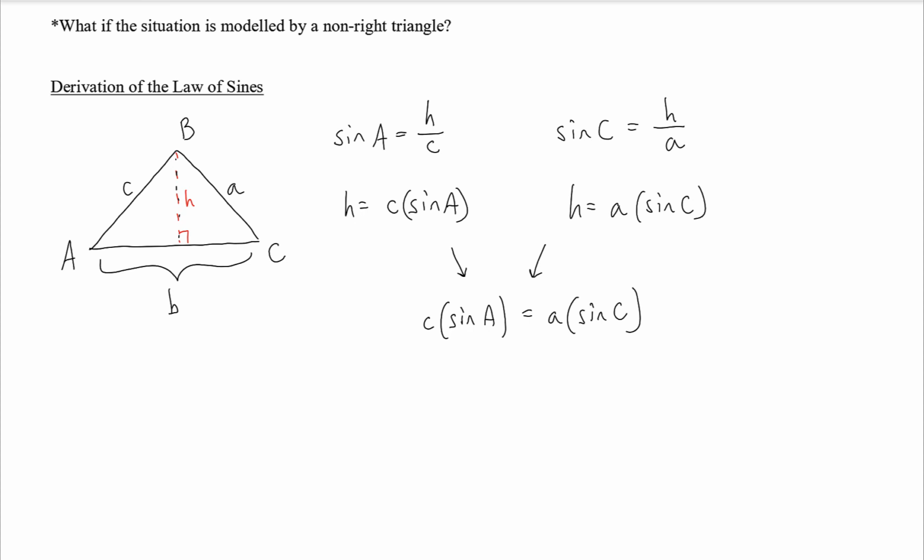And then I'm going to divide both sides by C, and then divide both sides by A, and I'm going to get sine of angle A divided by side A is equal to sine of angle C divided by side C. And this is our important result, that the sine of any angle divided by its opposite side is equal to sine of the other angle divided by its opposite side.